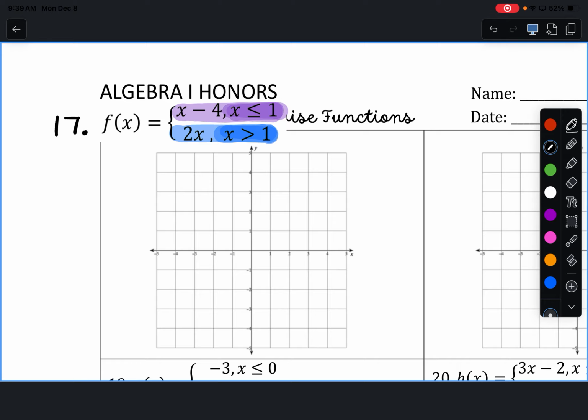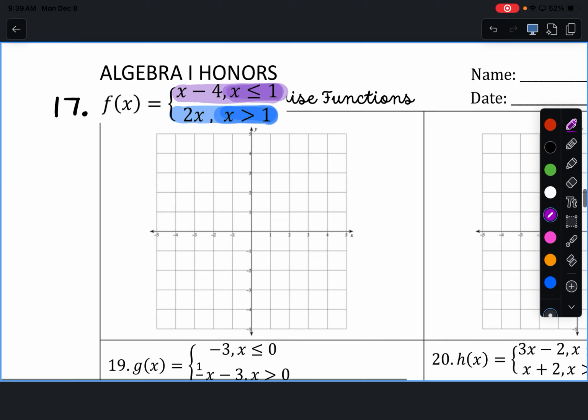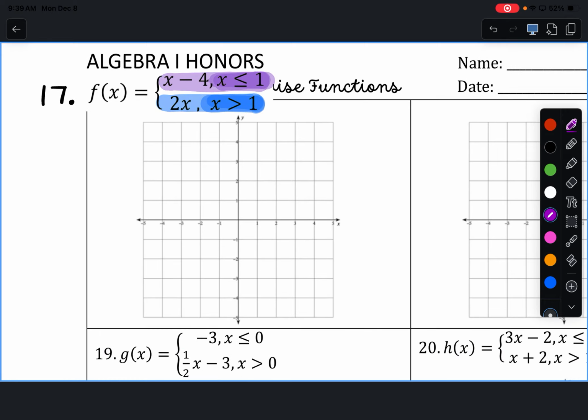Okay? So for our first problem here, we have x minus 4. What is our y-intercept of that? Negative 4. And what's our slope? 1. So it goes up 1 over 1. Now, I have a question. Right here, this is x is less than or equal to 1. So do I need to do a bunch of points this way? No. And from 1, do I need to go to the right or to the left? To the left.